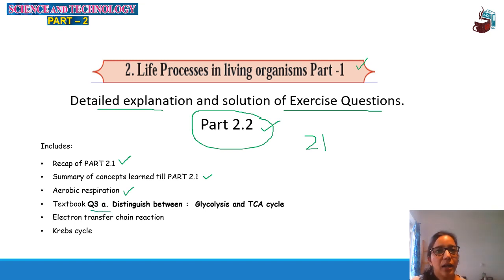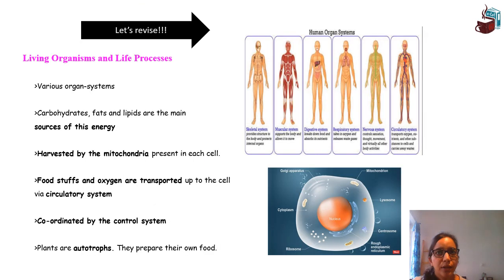That is differentiation between glycolysis and the TCA cycle. Also we're going to do electron transfer chain reaction and Krebs cycle. So these are the concepts. It might be a little long lecture, but I hope you'll understand the concepts. Okay, so let's begin. So what did we do in the previous parts?